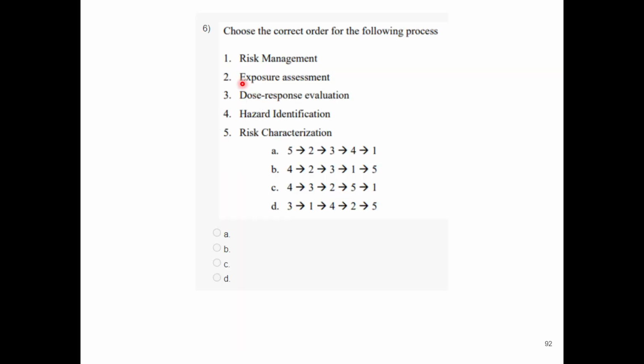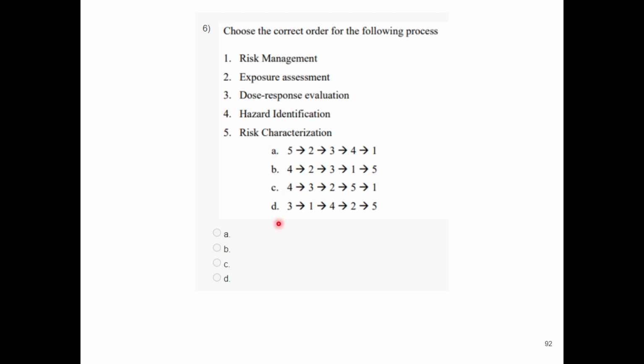Okay, next question. Choose the correct order for the following process. A, risk 1, risk management, 2, exposure assessment, 3, dose response evaluation, 4, hazard identification, and 5th, risk characterization. So we have to choose which is the correct order for the following process. Okay, so if you remember, first step is hazard identification. Okay, so that is number 4.